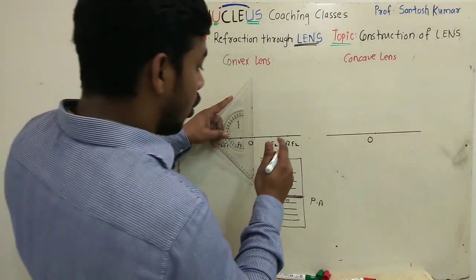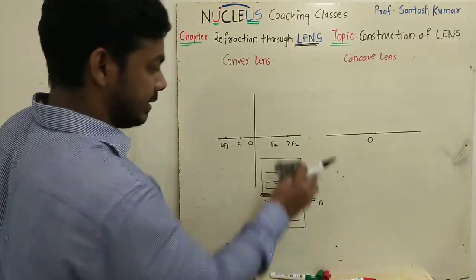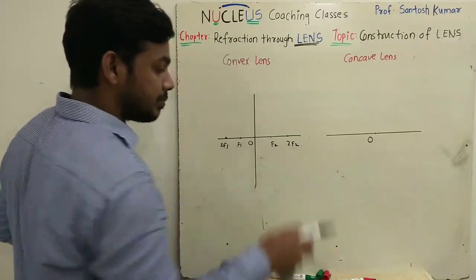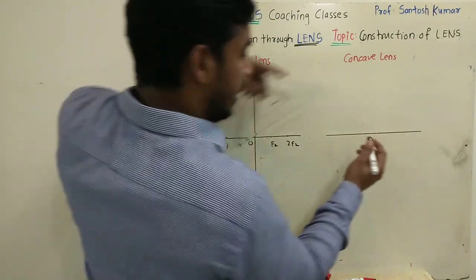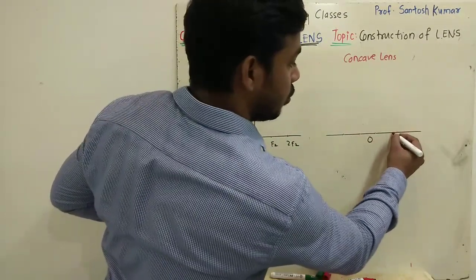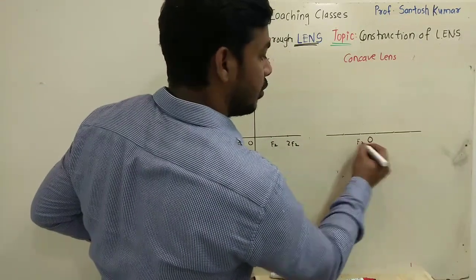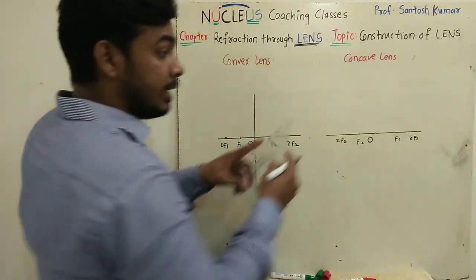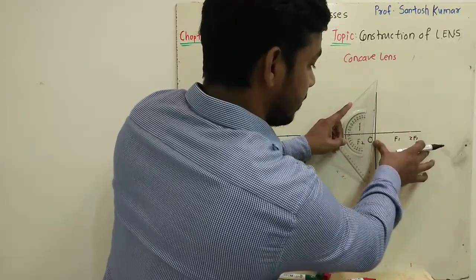Now through O draw an optic axis. So this will be your optic axis. This is how you draw a convex lens. In the same way, from this point O, you can take 2 centimeter to the left and again 2 centimeter to the left, 2 centimeter to the right and again 2 centimeter to the right, which will give you points F2, 2F2 and then F1 and 2F1, and then through O draw an optic axis which is perpendicular to the principal axis.